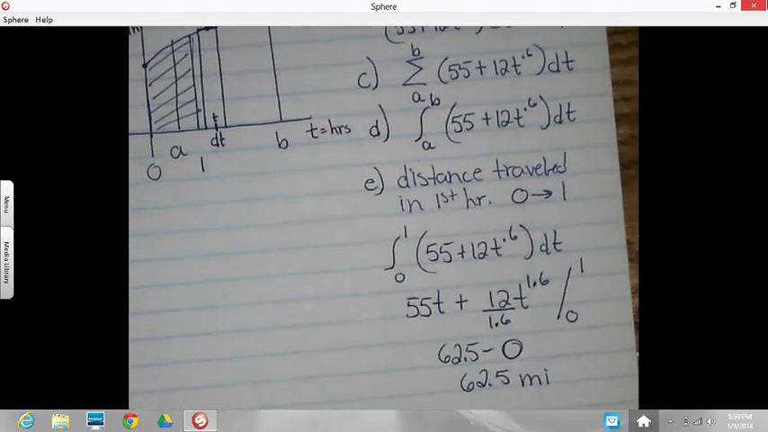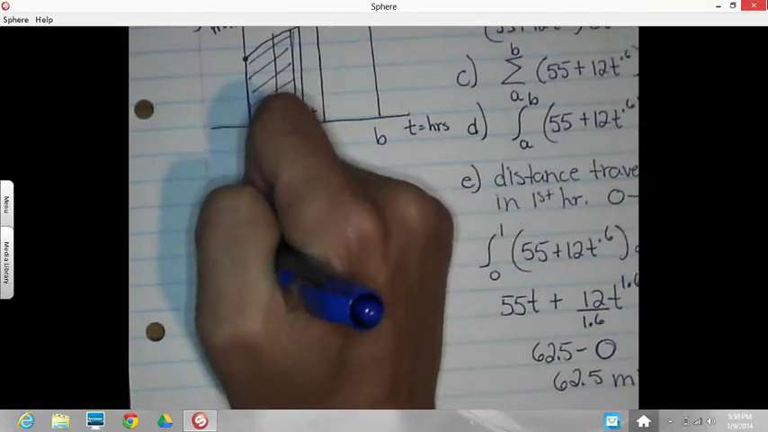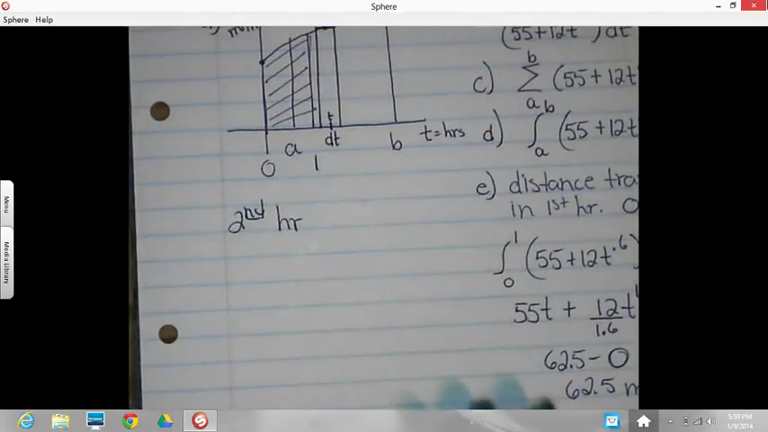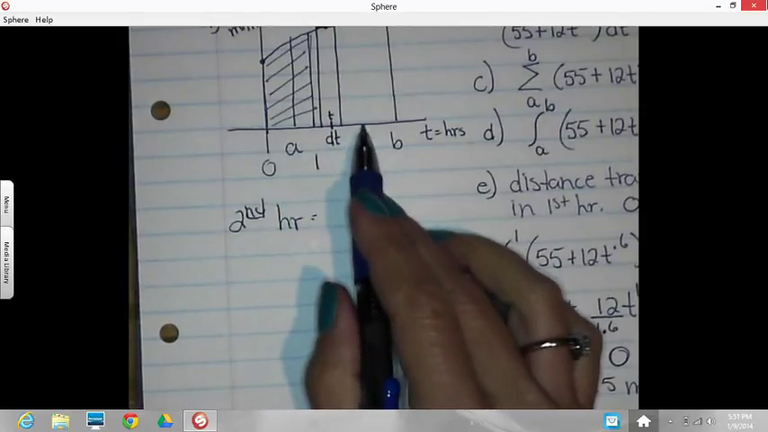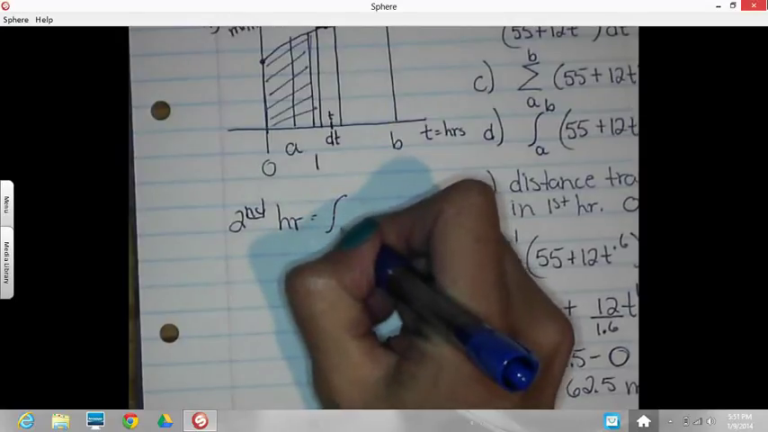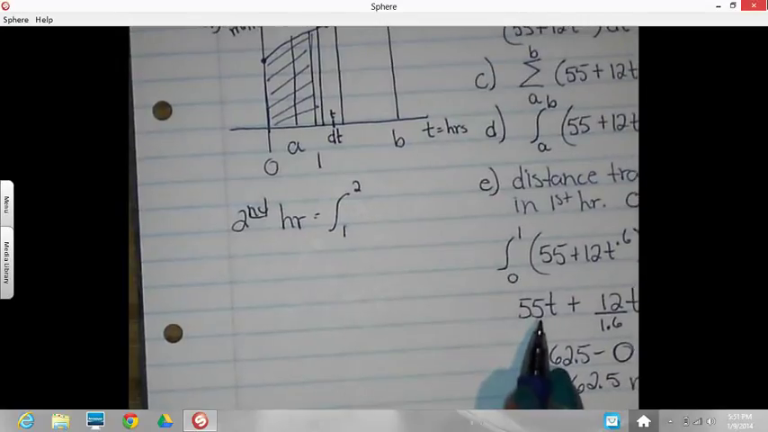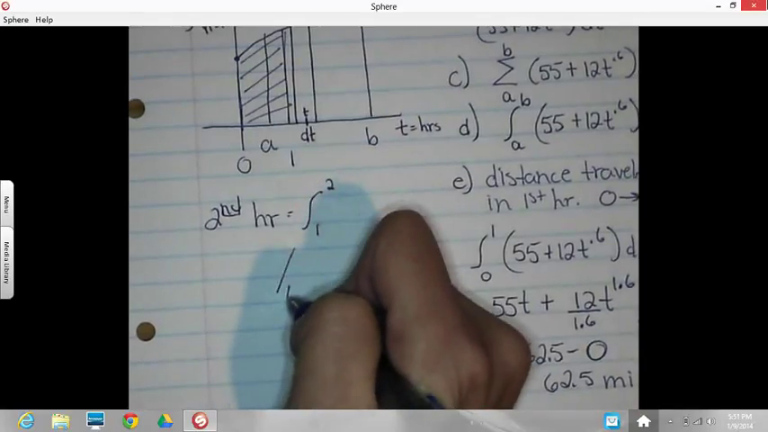Okay, now the question changes to how far did you travel in the second hour? So in the second hour, distance traveled. Well, think about the second hour. You've got to decide, what part of the graph is that for my second hour of my trip? Well, that's the integral from 1 to 2 of that exact same function. I already did the integrating, but I'll change these boundaries to 1 to 2. So I'm going to integrate from 1 to 2.